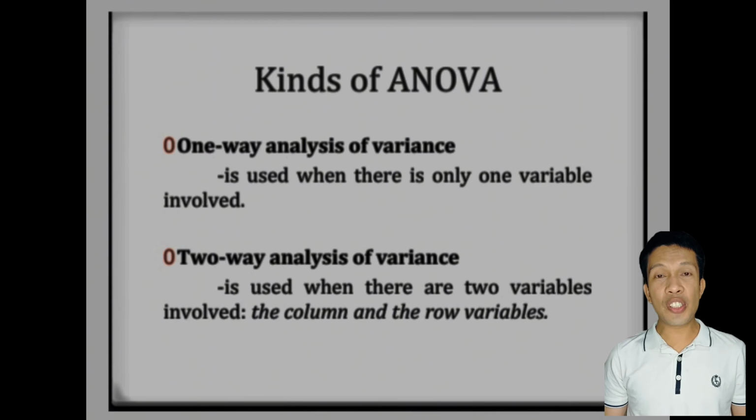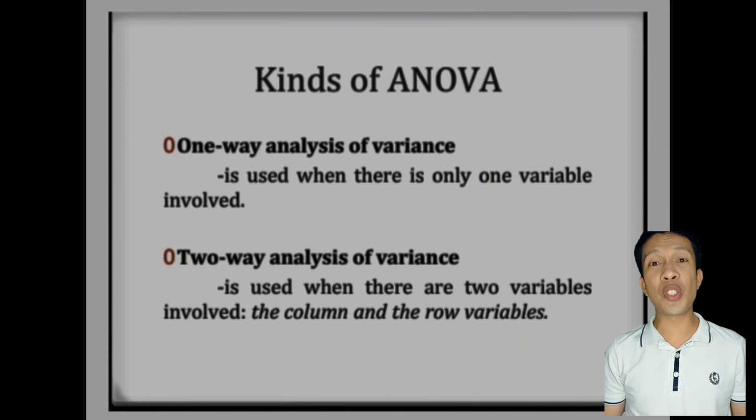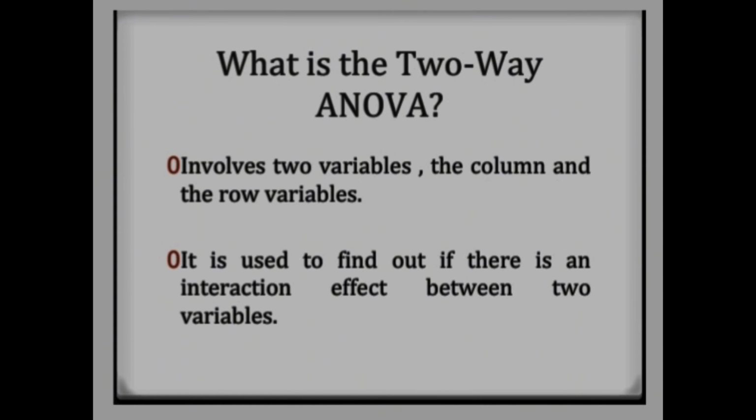There are two kinds of ANOVA, the one-way ANOVA and the two-way ANOVA. The one-way ANOVA is used when there is only one variable, while the two-way ANOVA is used when there are two variables involved, the column and the row variable. Today we will be focusing on the two-way ANOVA.